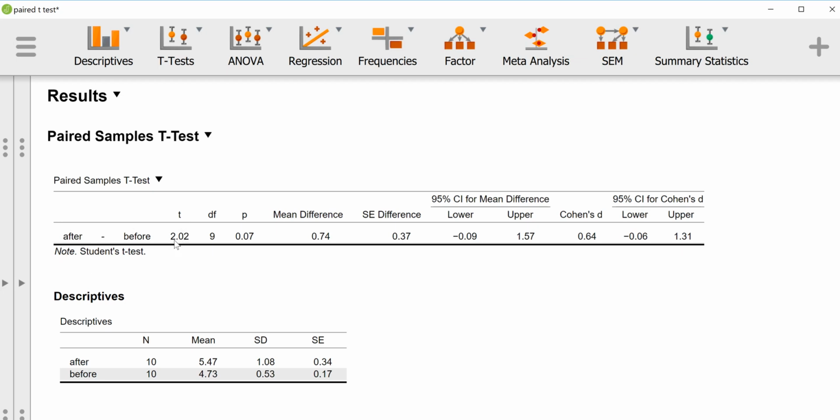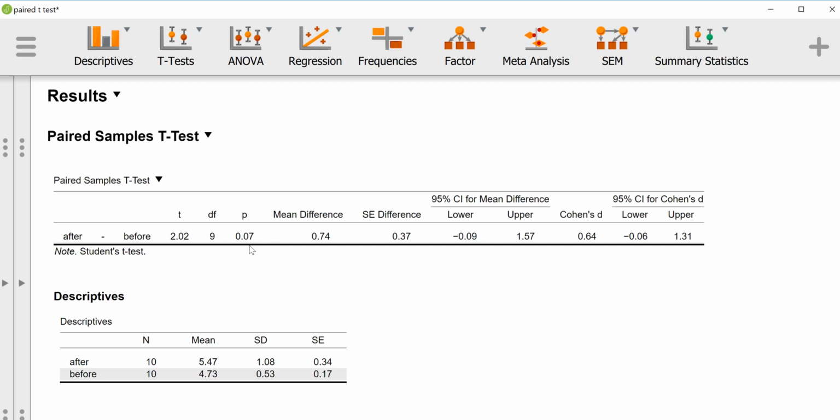We have our t observed, which is 2.02, which tells us the mean difference is about 2 times the standard error of the mean difference. 9 degrees of freedom, because we have a very small sample size. The p-value is 0.07. If we're using alpha 0.05 two-tailed, we would fail to reject here because the p-value is ever so slightly too high.